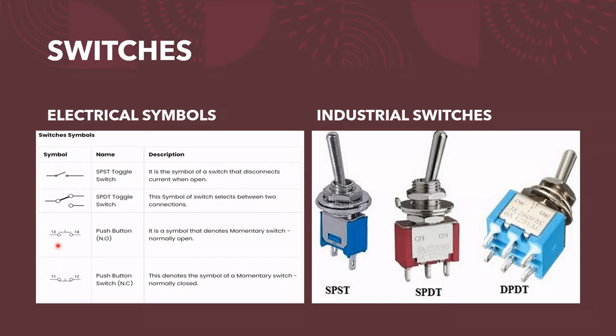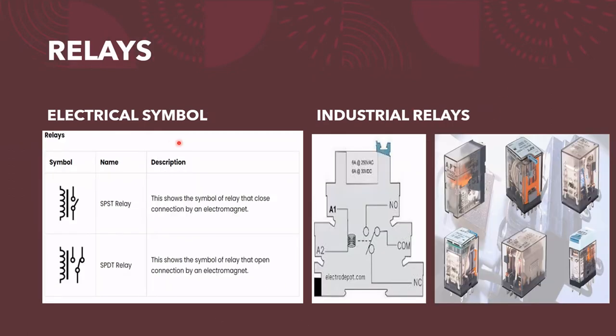Another representation that you will see in an electrical drawing is this. This means it's a normally open switch, and this means it's a normally closed switch. Normally open basically means the switch is not energized and is open, and the circuit is not getting any power. Normally closed means the switch is closed and the power is being transferred from terminal 11 to terminal 12.